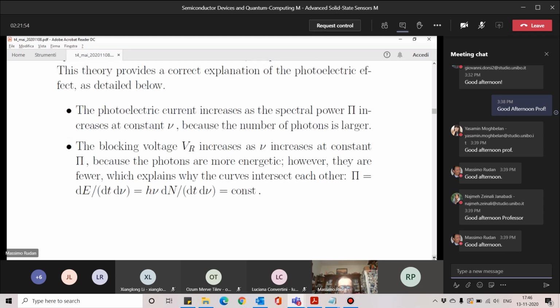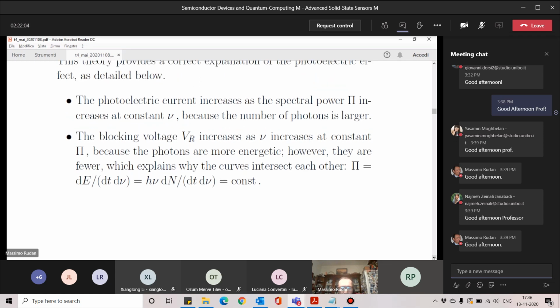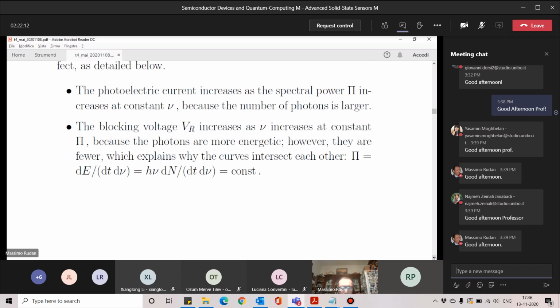Oh, it is written here. Okay. They intersect because the constant intensity is given by more energetic but fewer electrons.